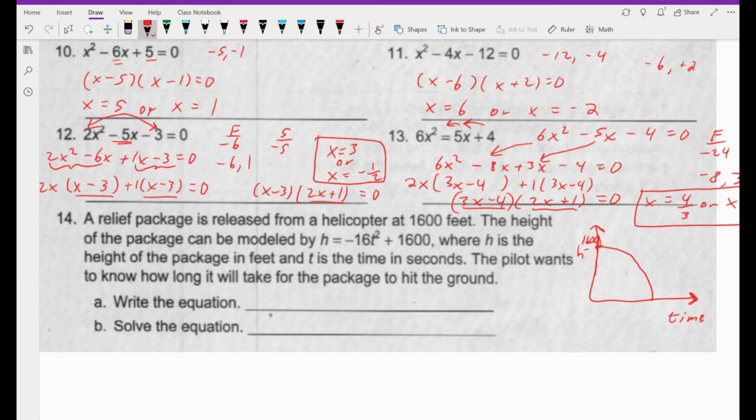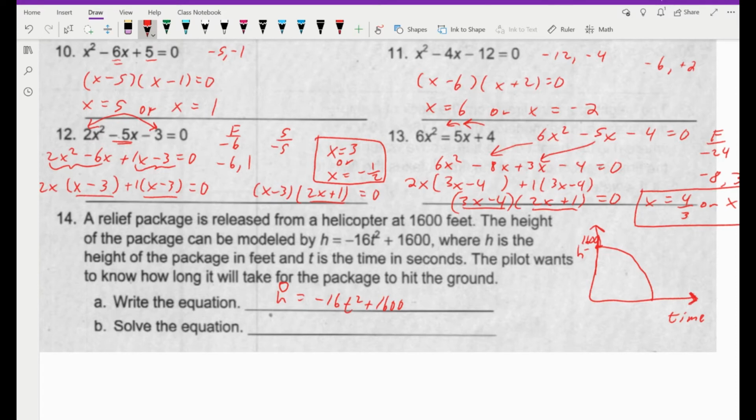Let's see. So first it says to write the equation, and then we're going to solve it. What they mean here is the equation, of course, is minus 16t squared plus 1,600, and they want us to actually factor that. What can you factor? And of course, we're trying to find when the height would be equal to 0, when it hits the ground. So we have our equation.